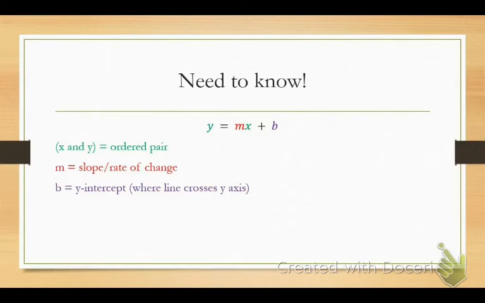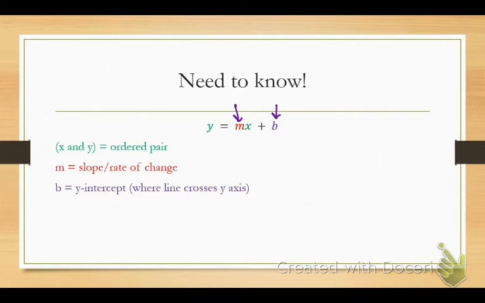We know that x and y stand for an ordered pair. If I plug in a value for x, it helps me solve for y. We know that m stands for the slope or the rate of change. And we know that b, while we've talked about what it is, you're really going to learn how it can help you graph a linear equation. B stands for the y-intercept.